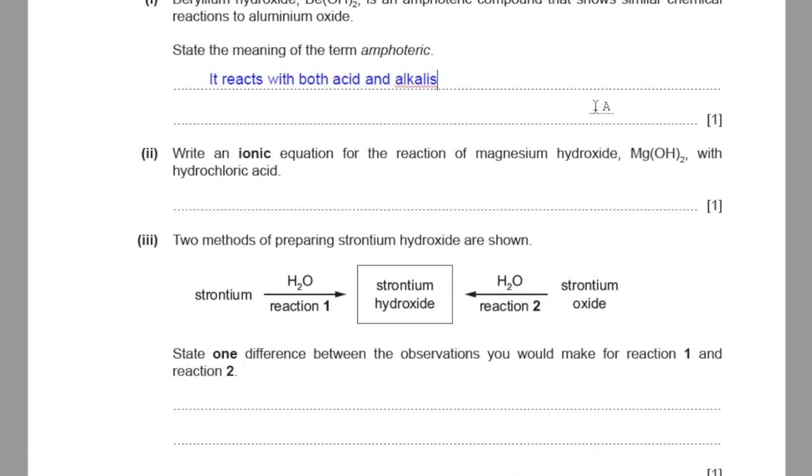Part 2. Write an ionic equation for the reaction of magnesium hydroxide with hydrochloric acid. Magnesium hydroxide is basic in nature, so a base reacting with hydrochloric acid will give out salt plus water. The first step is writing your original equation, which I'll write here. Magnesium hydroxide, in aqueous state. Whenever you're about to write an ionic equation and you're taking the first step, which is writing your original equation, don't forget mentioning the states. Plus HCl, this is also aqueous.